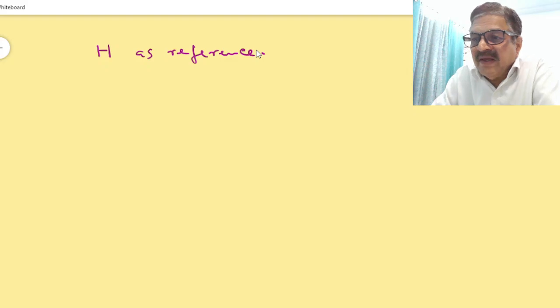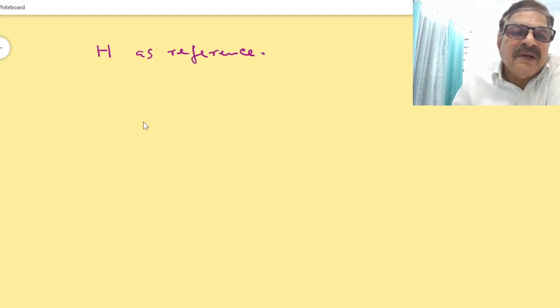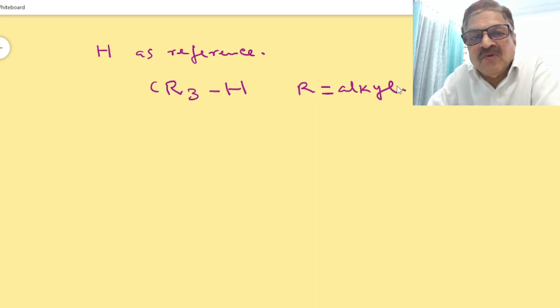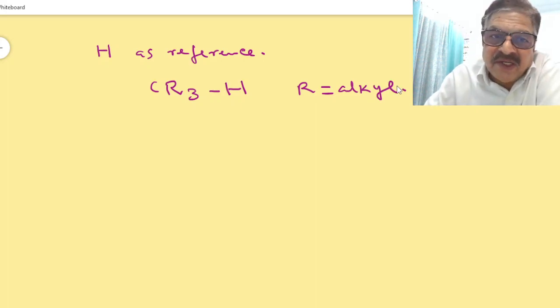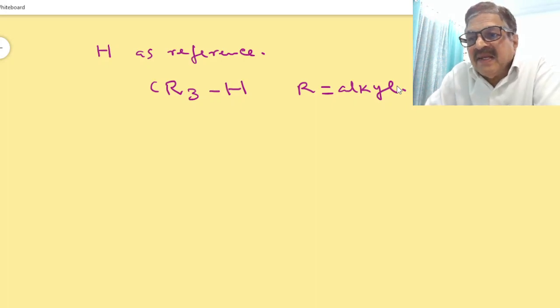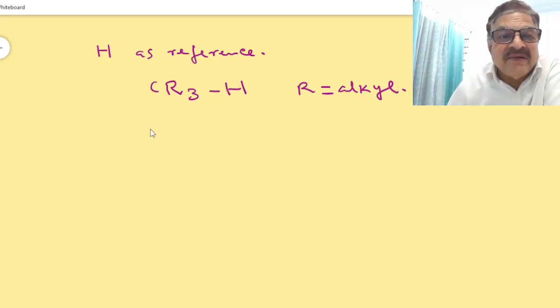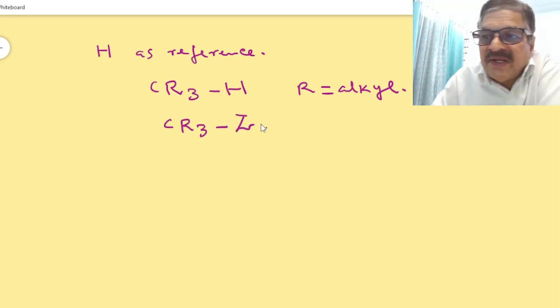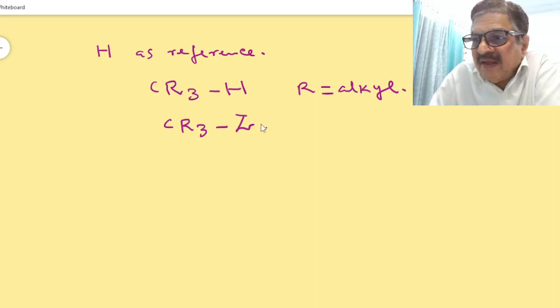Now in a compound, for example, if you are having a compound of this nature, CR3H, here R is an alkyl group. So for measurement of relative inductive effects, hydrogen is chosen as the reference in a molecule of this nature. Now suppose we replace this hydrogen with a Z, another group here, and see the electron density in the CR3 part of the molecule.